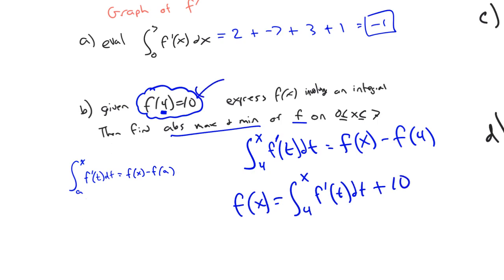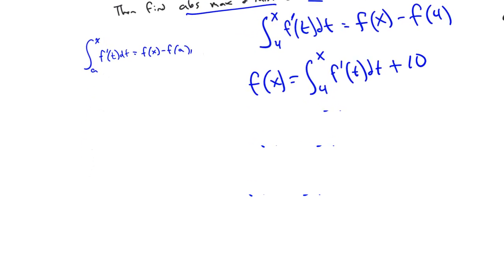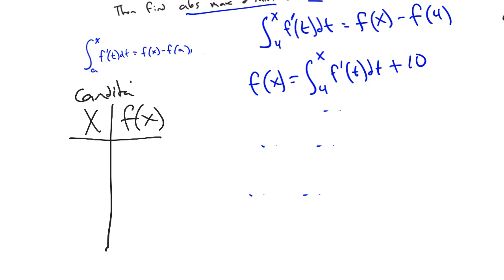So I'm going to use that later, because if I want to find the absolute max or min of f, I need to be able to evaluate what the values of f of x are. So now I need to figure out what values go in my candidates chart for finding the absolute max and min. So we've got a candidates chart here. I know my endpoints are 0 and 7, so I just need to figure out if there are any critical numbers between there that I need to test.